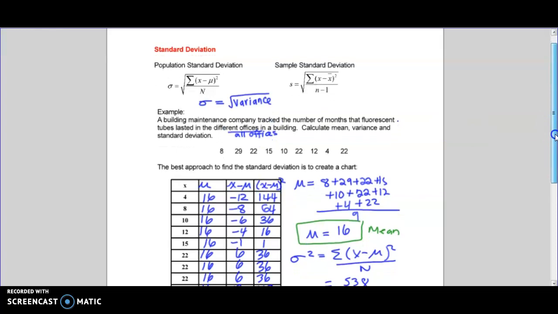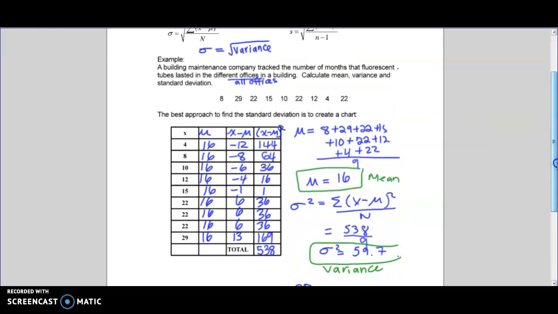Looking at our example here. A building maintenance company tracked the number of months that fluorescent tubes lasted in all offices in a building. We're going to change this just so we're clear. We're going to call it all offices in a building because by saying that, it makes a difference in how we're going to calculate and which notation we're going to use.